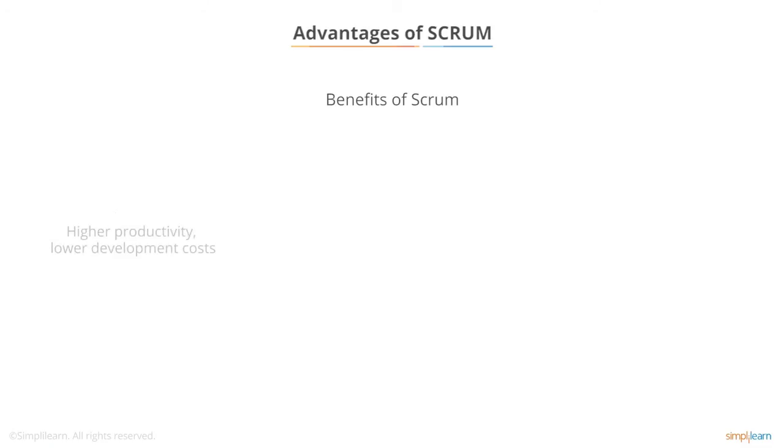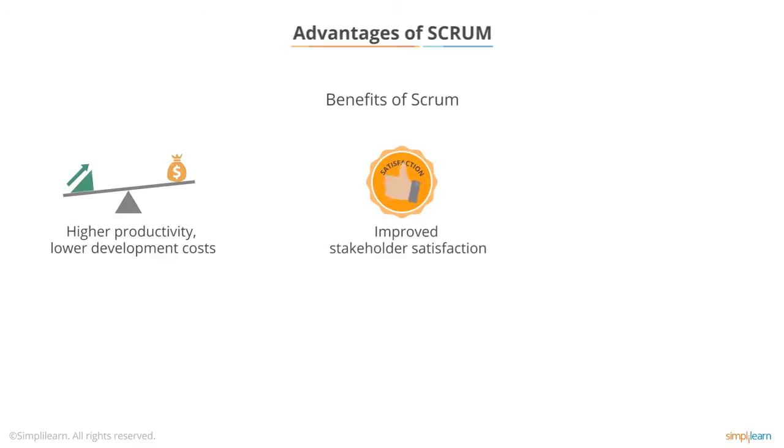For example, higher productivity and lower development costs. This is accomplished by reducing waste and irregularities by only developing what is absolutely essential for the customer. Improved customer satisfaction. Collaboration between the developers and the customer results in clarity about what is to be developed and the ability to respond to changing needs and priorities, which leads to actually delivering the value the customer wants.